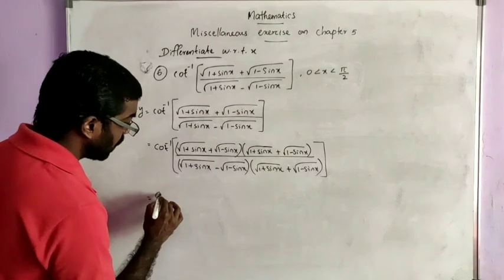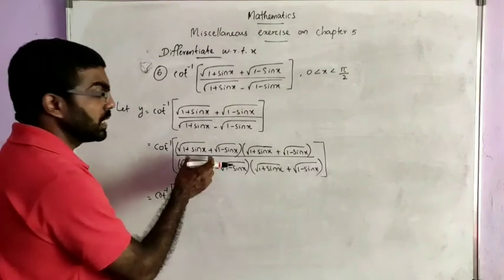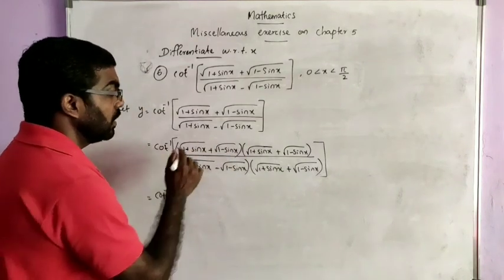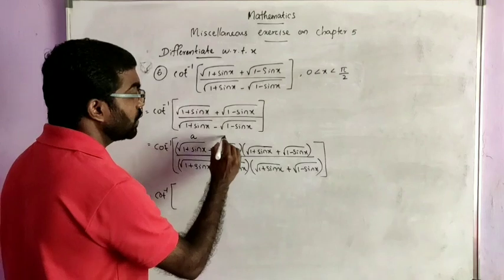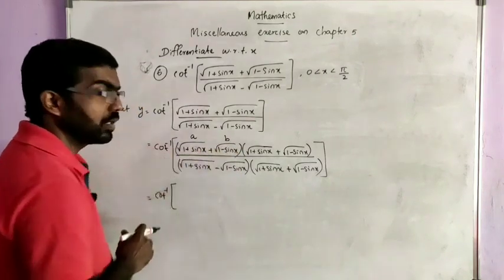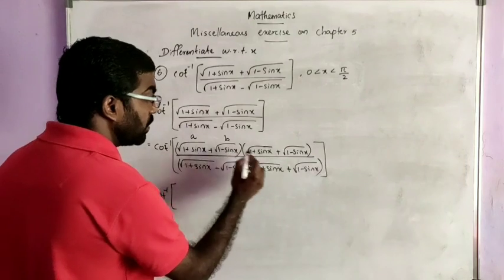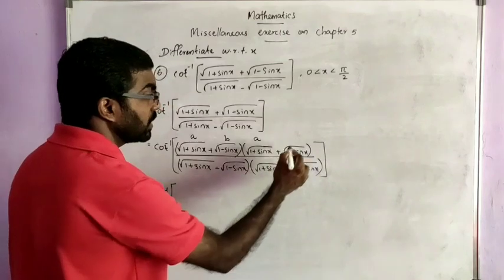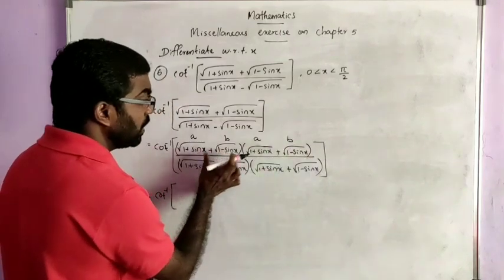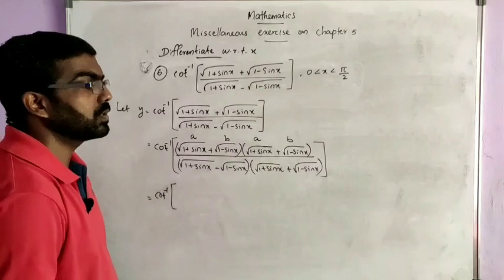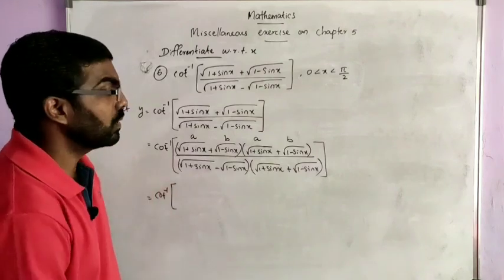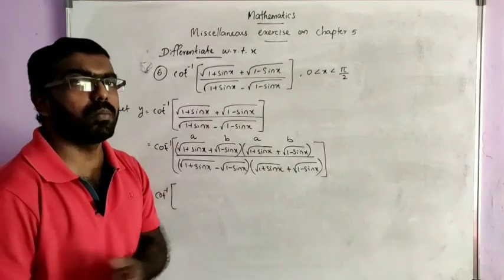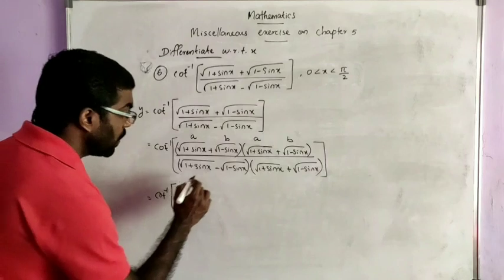Okay. So which is equal to cot inverse. Look at this numerator, root 1 plus sin x plus root 1 minus sin x. If we take the first term as a and this one as b, it will be a plus b. Again the same term repeats, root 1 plus sin x is a, root 1 minus sin x is b. That is a plus b into a plus b, which is a plus b the whole square. And we know the expansion of a plus b the whole square is a square plus 2ab plus b square. That I am going to apply here.